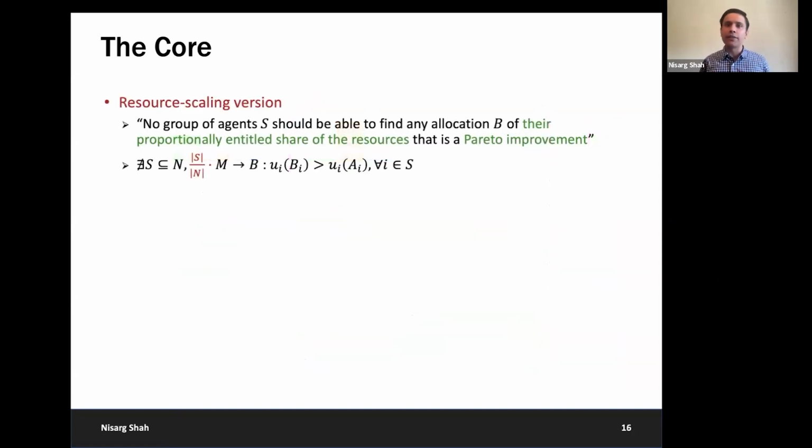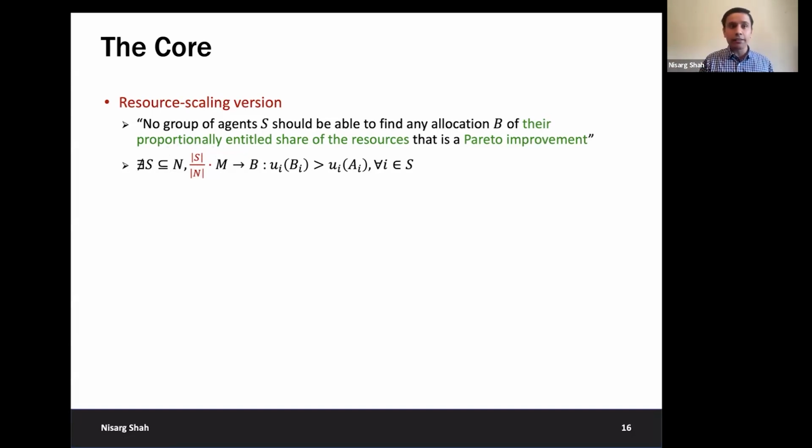So here's the more formal definition of that, and I'm going to write down the same definition in two different ways. They are the same for this example setting, but for a lot of other settings that you'll see later in this tutorial, they actually differ quite significantly. So there is a resource scaling version where you say that there shouldn't be any group of agents. Note that this holds for every possible subset S of the set of agents N. If you look at their entitled share of the resources, each agent is entitled to 1/nth of the set of all resources. So collectively, this group is entitled to a size of S over size of N fraction of every single resource.